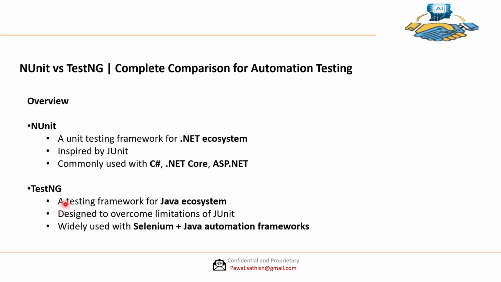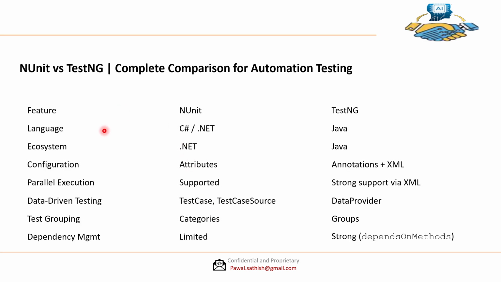Whereas TestNG is also a unit testing framework, for the Java ecosystem, designed to overcome limitations of JUnit. TestNG is widely used with Selenium and Java automation frameworks. Coming to the other differences: in NUnit we can use C Sharp or .NET, whereas in TestNG we are using core Java. NUnit is basically .NET, whereas with TestNG we are using the Java ecosystem.